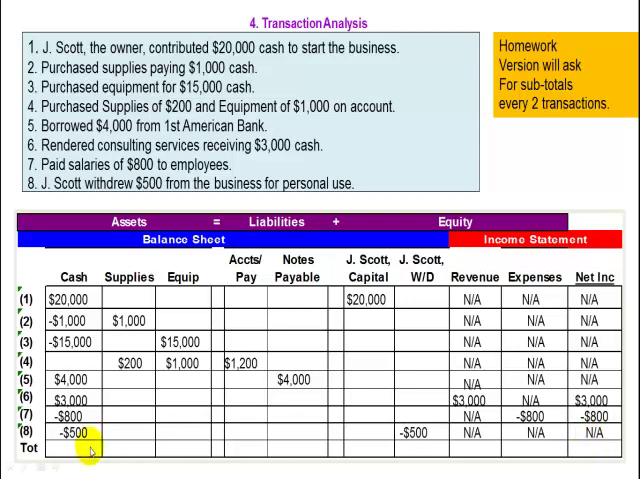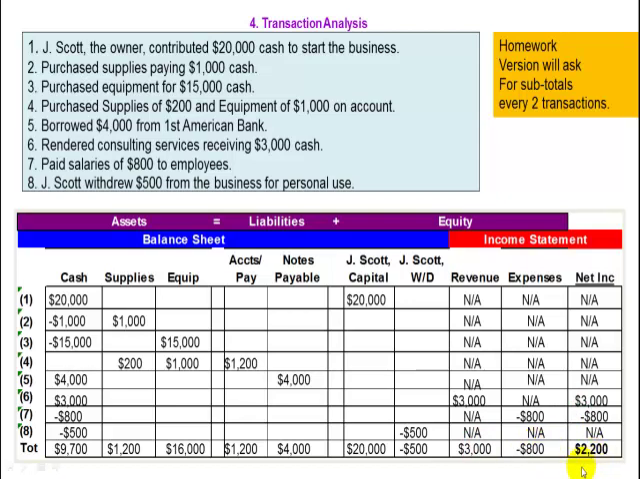Now it's time to add all these account totals up here on the bottom. So our cash account now has a total of $9,700. Our supplies, $1,200. Our equipment has got a total of $16,000. Accounts payable is $1,200. Notes payable is $4,000. The capital account is going to come down here at 20,000. Withdrawals will be a minus 500. Revenues would be 3,000. Expenses will be a minus 800.